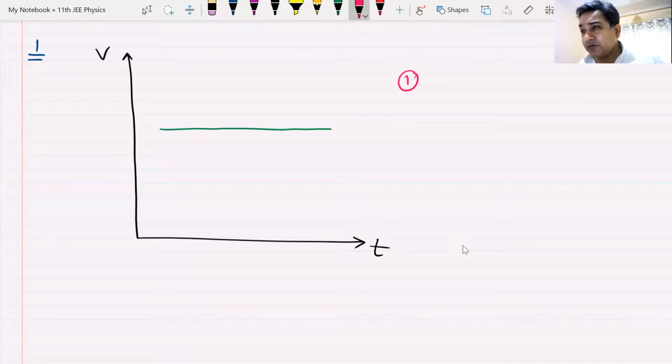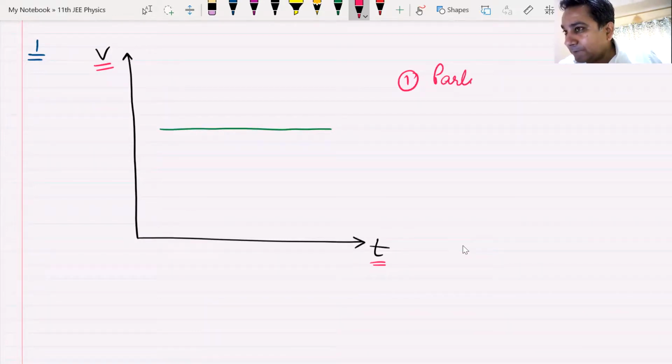The first question is from me to you: is the particle moving or is the particle at rest? Everyone is saying rest. Don't get confused. This is velocity and time. Velocity is constant. That doesn't mean the particle is at rest. The particle is in motion. Particle is moving.